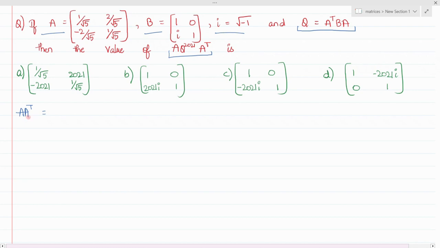If this A into A transpose becomes a unit matrix, then your problem is sorted. So let's check it out. That's 1 by root 5, 2 by root 5, minus 2 by root 5, and 1 by root 5. Multiply it with the transpose, which is 1 by root 5, 2 by root 5, minus 2 by root 5, 1 by root 5.